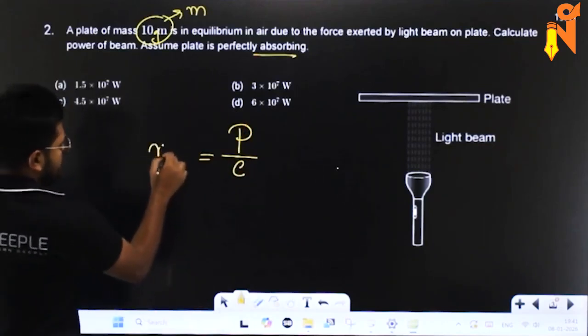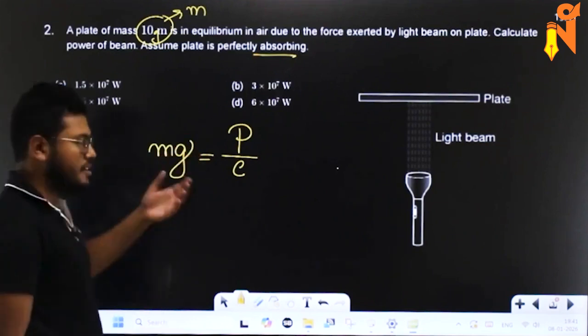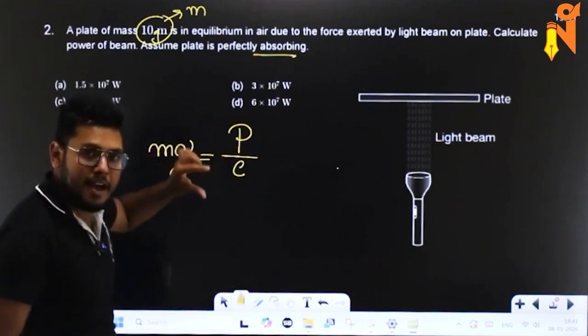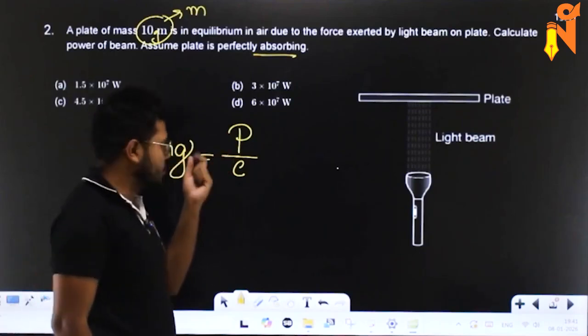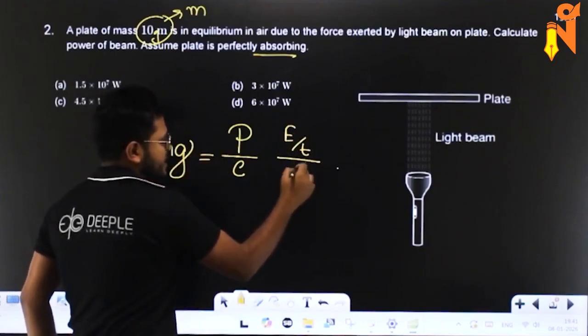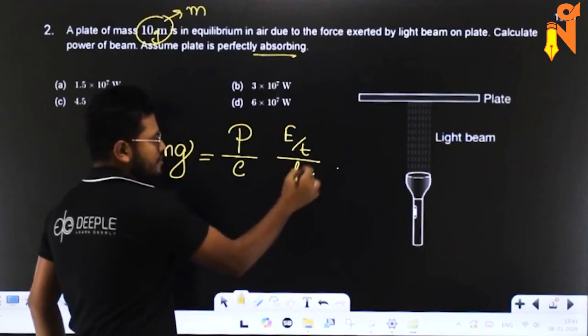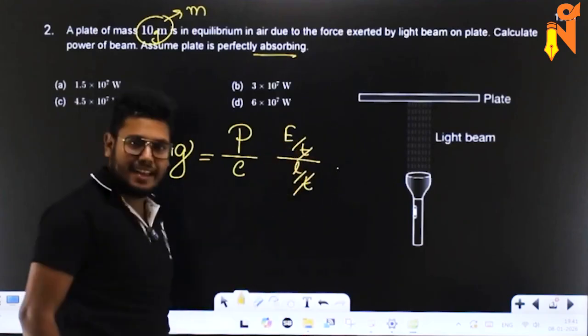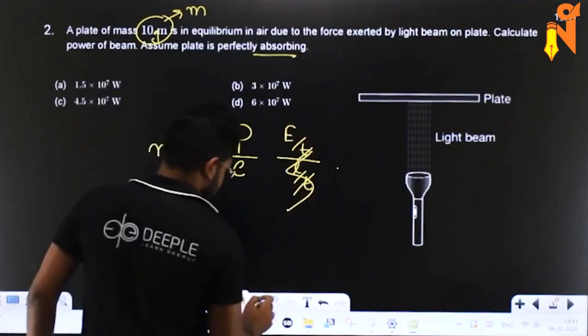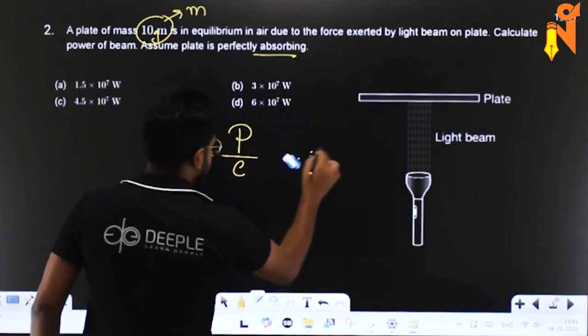If you forget that formula, you can check dimensionally as well, but this thing will give you the force mg. See, if we want to verify, power P is energy by time, so I can write energy by time, and this thing is distance by time. Now time will cancel out, I get energy by length, and that is the same dimension as force. So just remove all these stuffs and try to solve it.